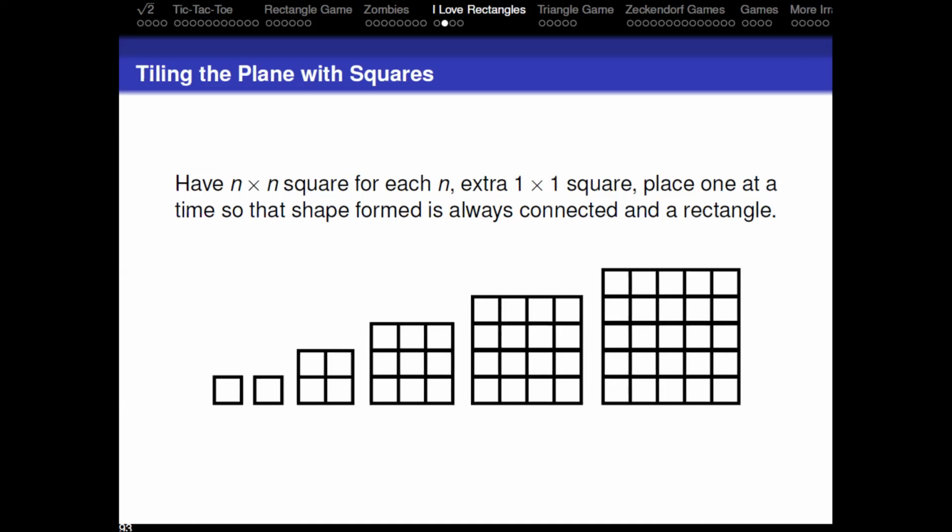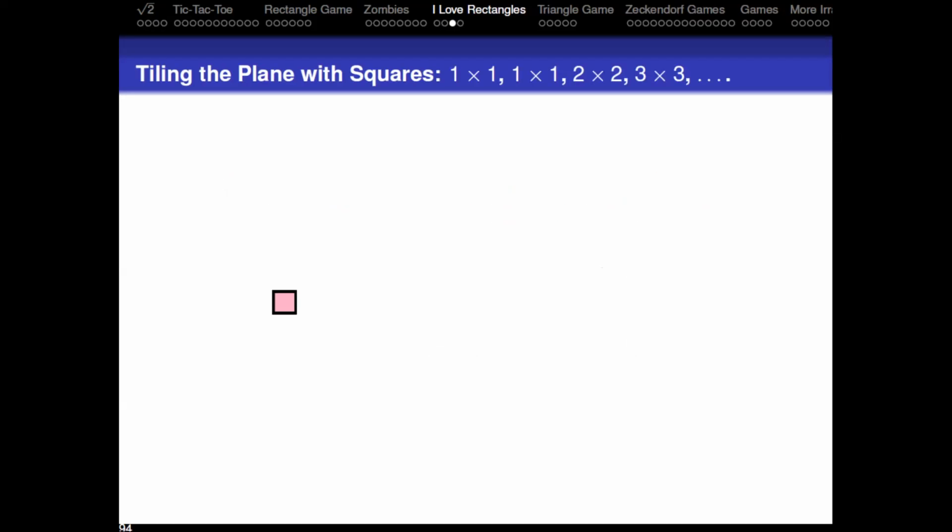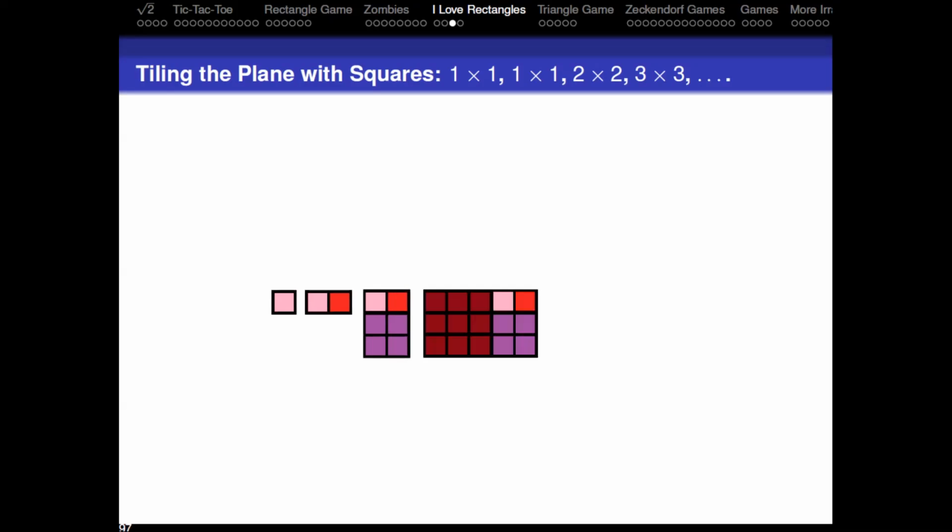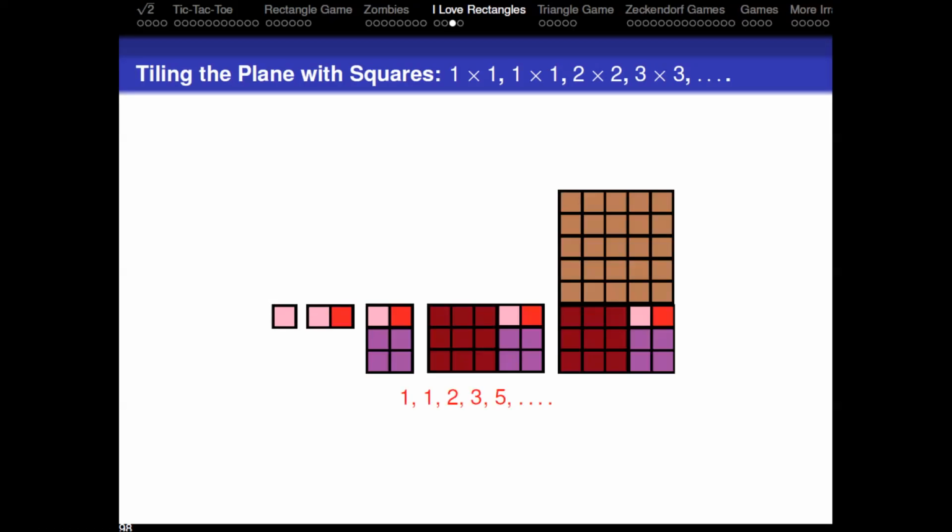1x1 first. Yeah, put down a 1x1. What do we put down next to the 1x1? Another 1x1. So now we have a 1x2 rectangle. What can we put down now? 2x2. Right, and you can either put it up or down. I'm going to choose to put it down. Now what could we put next to it? 3x3. What can we put down next? 5x5. What do you notice?